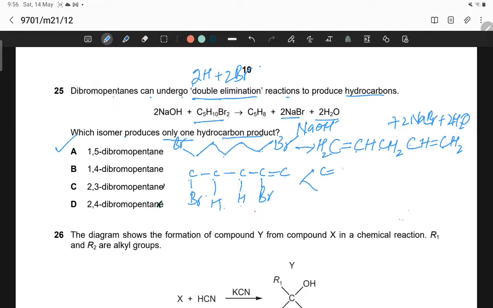C double bond C, 1 2, 1 2 3 4 5. So C, this is the one, and this is another product, C double bond. So this is another product. So this is incorrect.